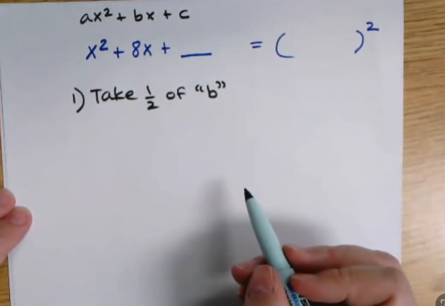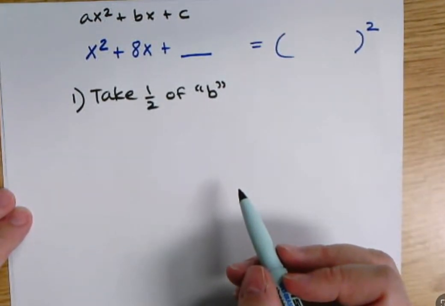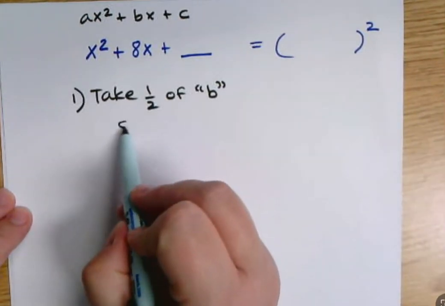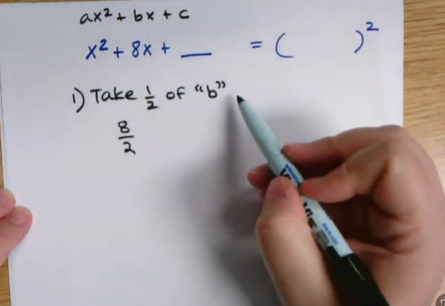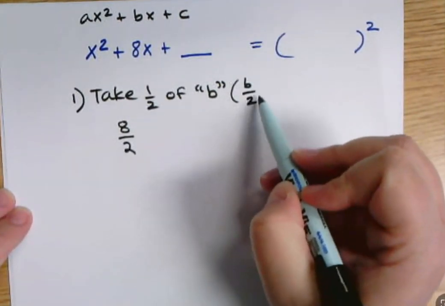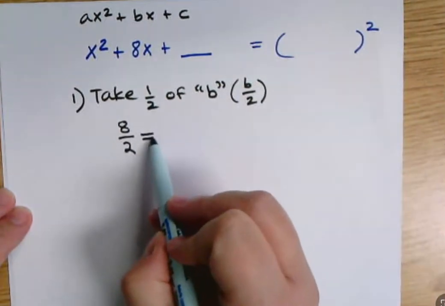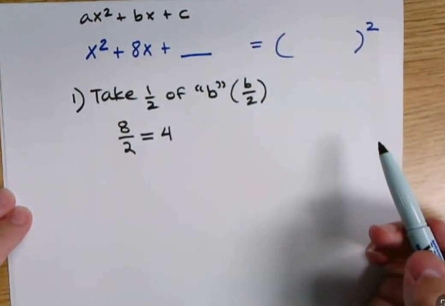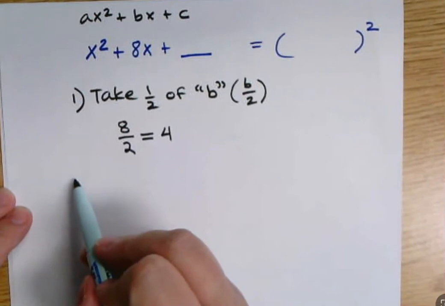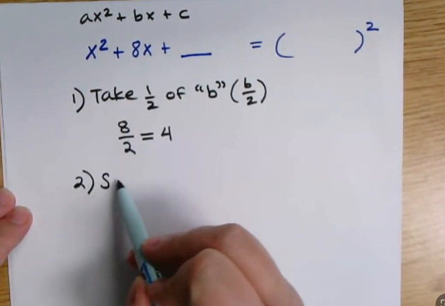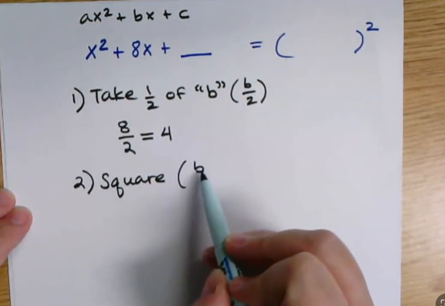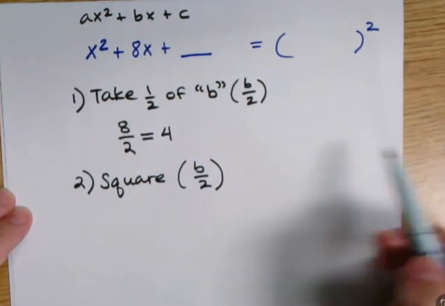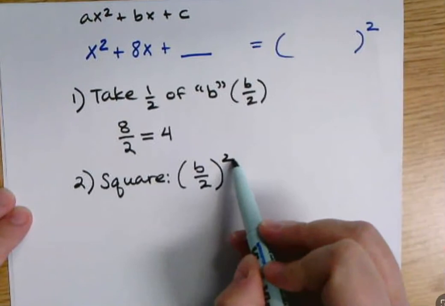Now, taking half of something is the same idea as dividing it by 2. So take your b and just write it over 2. In other words, b over 2. And we can simplify that sometimes, and if we can, we do. That's the first step. The next step is to square that number. In other words, that's squared.